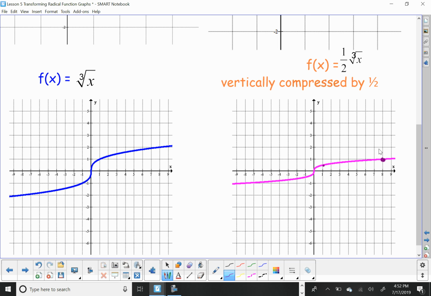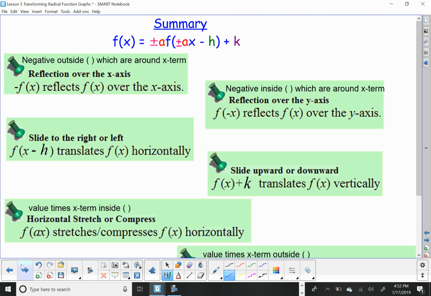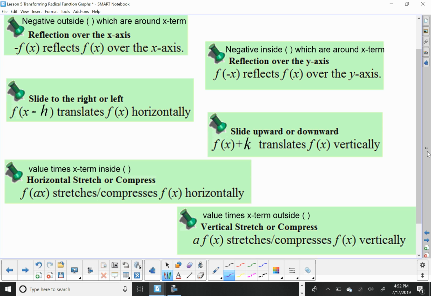Got it? Again, these should be pretty easy. I would suggest you just pause the video, making sure that you're graphing these correctly so you've got it as a reference. This is exactly what you had before. All the rules: the negatives reflect, adding and subtracting moves, multiplying stretches and compresses. Outside, up, down affects the y, inside, left, right affects the x. That's all there is to this.